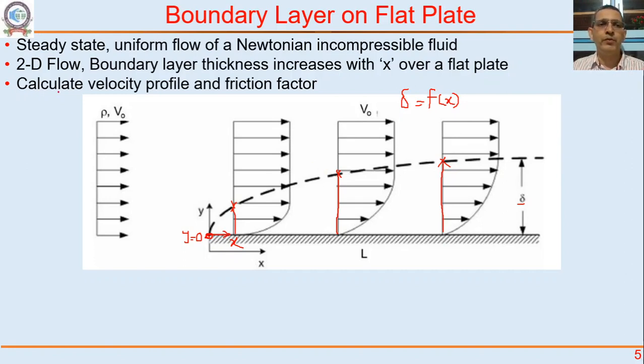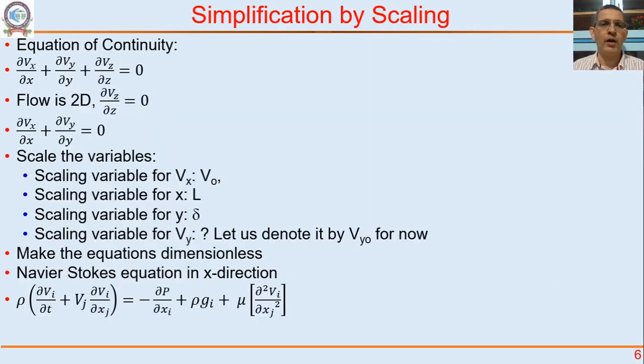What I want you to do is calculate velocity profile and friction factor for this plate. Okay. Here is how we do it. First of all, equation of continuity, and flow is 2 dimensions. So this Vz is 0. Then del Vz by del z is 0.